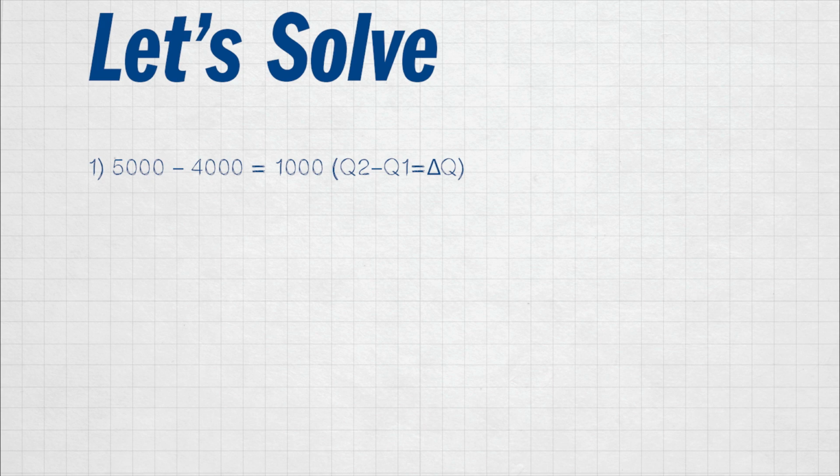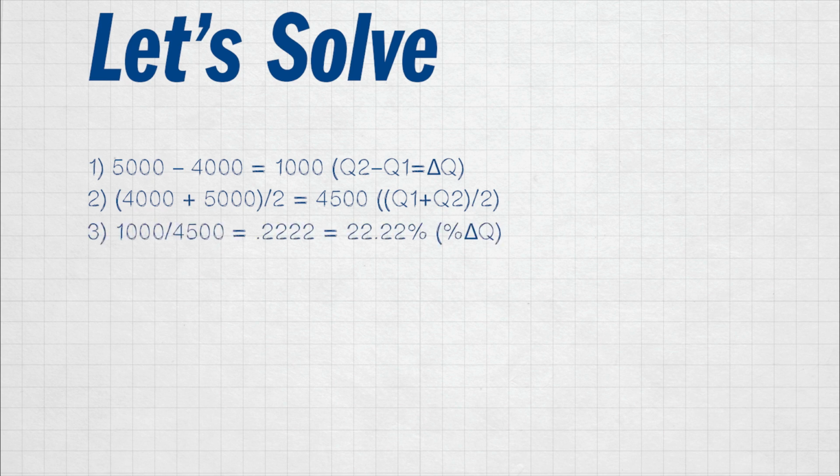First, we do 5,000 minus 4,000 and we get 1,000. And then we take the average of those two values and get 4,000 plus 5,000 divided by 2, which equals 4,500. Then find the percentage change in quantity demanded. We take 1,000 and divide it by 4,500, and we get 0.22 repeating, or 22.22%.